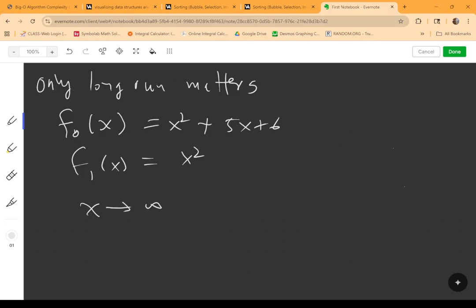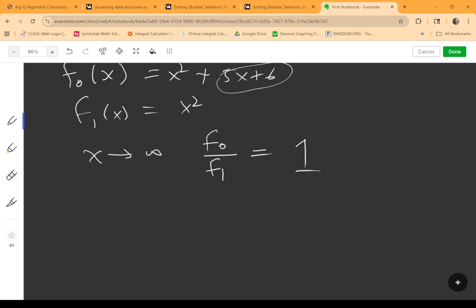bigger and bigger, as x goes to infinity, if we look at the ratio of f0 over f1, then this is going to be 1, right? So here what happens is that these terms, as x gets larger and larger, become insignificant, all right? Now, another criterion is that constant factors are ignored here, right?